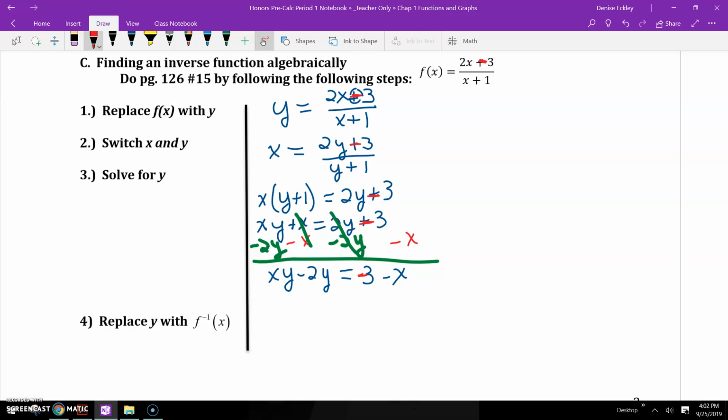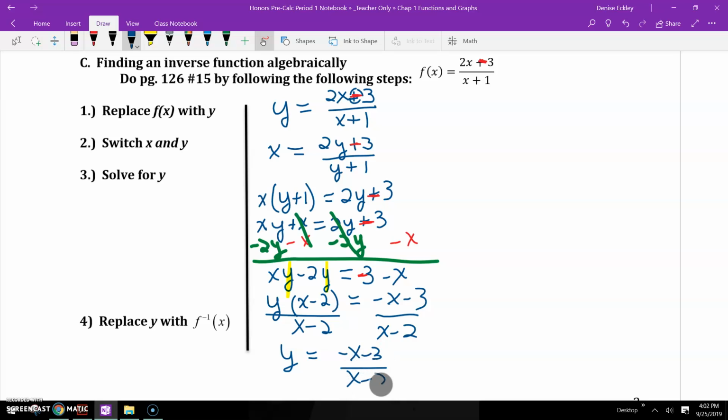Now what I need to do is factor out the y on the left-hand side because I can only have one y term. So I'm going to have y times (x minus 2) equals, and I'm going to make this negative x minus 3, just so it looks a little more like we're used to. Now divide both sides by x minus 2. So I'm left with y equals (negative x minus 3) over (x minus 2).